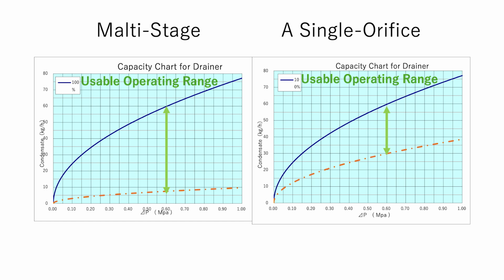Look at this comparison graph. On the left is the multi-stage trap. On the right is the single orifice trap. The multi-stage trap has a much wider operating range. By dividing the pressure drop, the usable range becomes significantly larger.